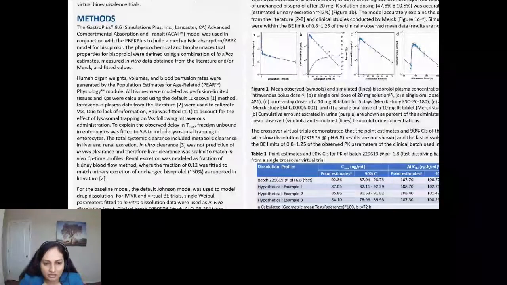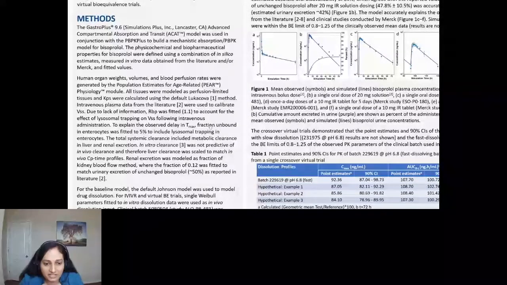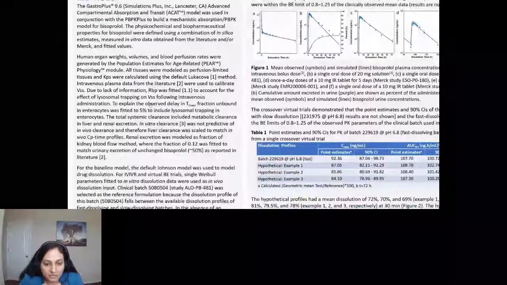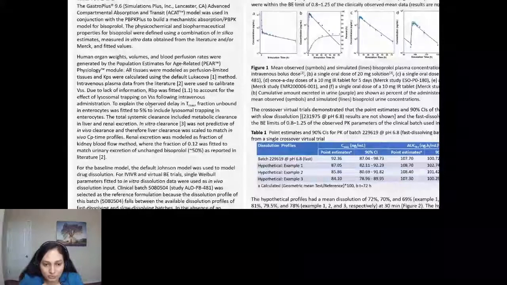We treated all the tissues as perfusion limited tissues, and we calculated the tissue to plasma partition coefficient using our default Lukacova method. And we obtained the IV data from the literature, which we used to calibrate the volume of distribution in the PBPK model.